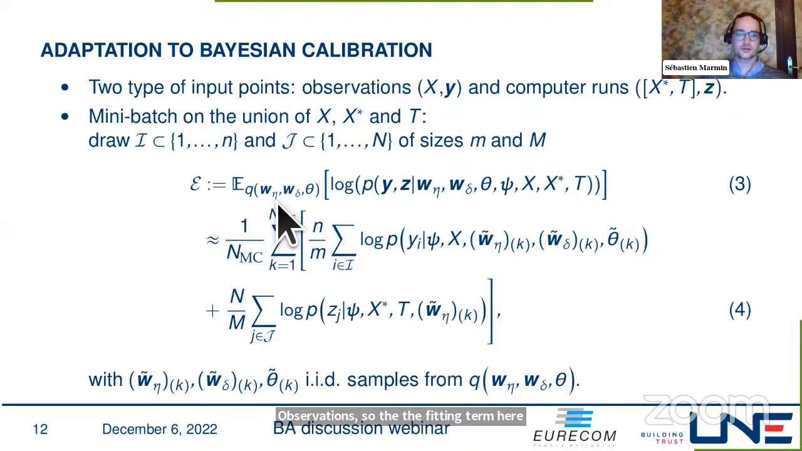So the fitting term here: this time the parameters are the weights of the computer model, the weights of the discrepancy, and of course theta, the parameters of the calibration parameter. Where we used to have one type of labels, now we have two types of labels: the computer runs and the real-world observations, Y and Z. We perform a Monte Carlo estimation of this term with N_MC samples, and assuming independence, we can have a sum of log densities, and to ensure that we have an unbiased estimate, we have this ratio n over m. So this is how we compute the fitting term in variational inference.